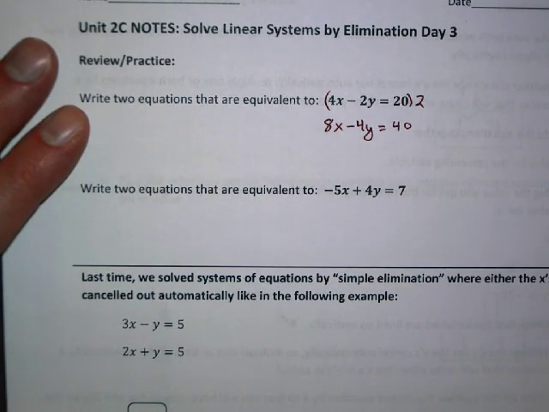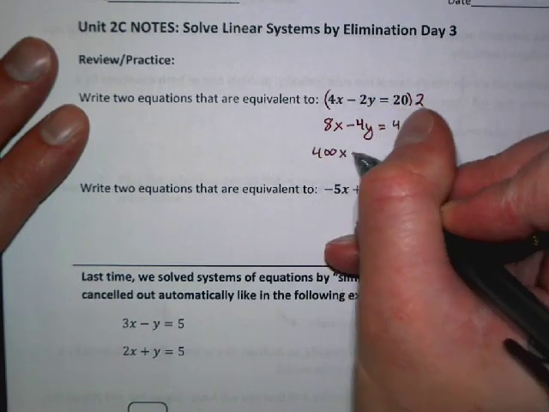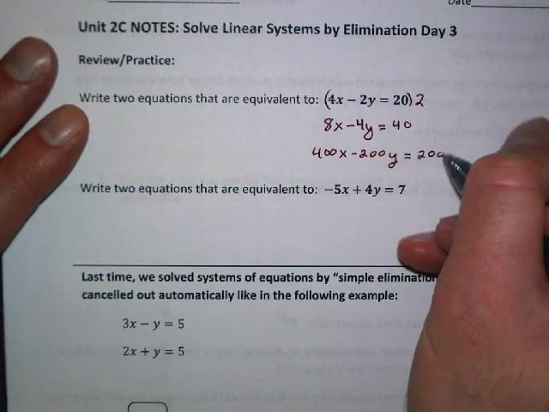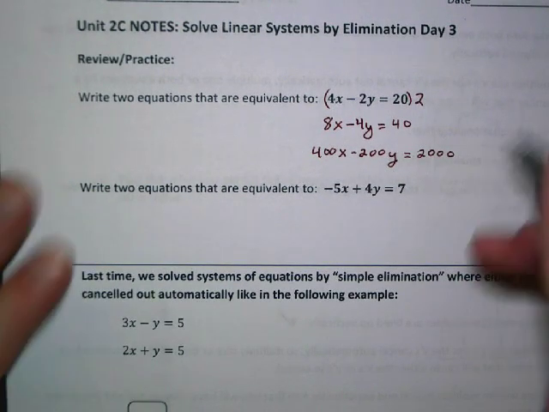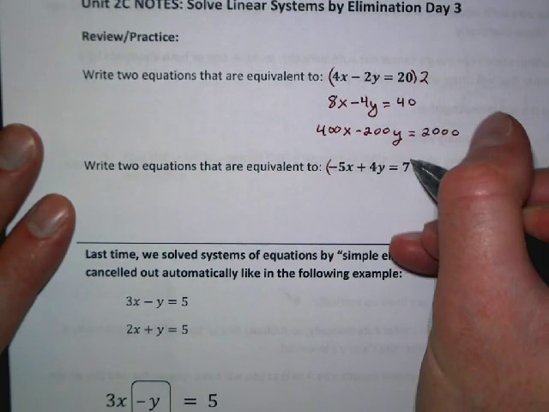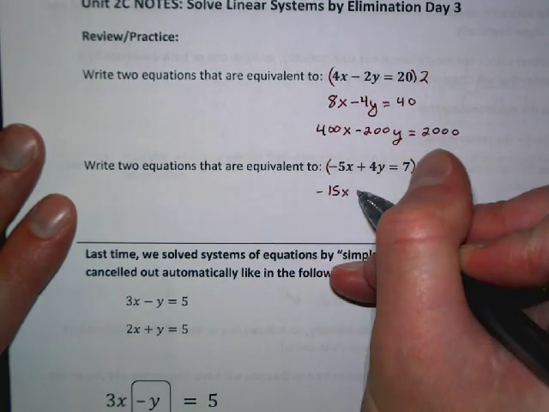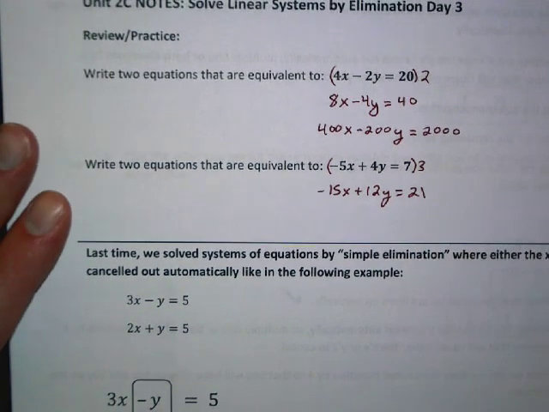Or let's say I multiplied it by 100. If I multiply that by 100, it would become 400x minus 200y equals 2,000. So those are equivalent equations. Just to give you one more example down here, we'll just write one here. Let's say I multiply this by 3. That'd become negative 15x plus 12y equals 21. 7 times 3 is 21.